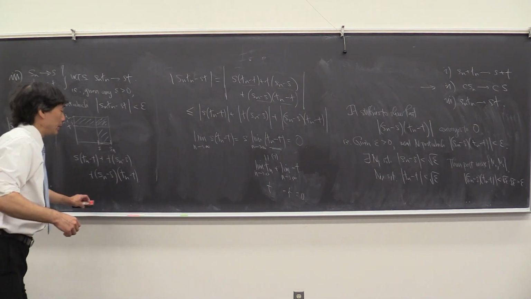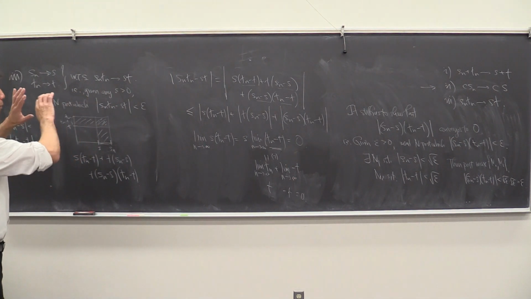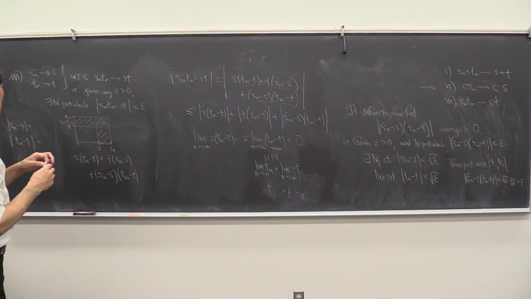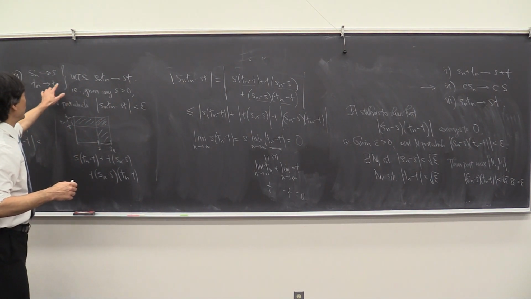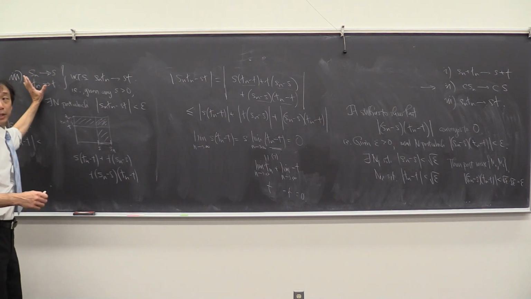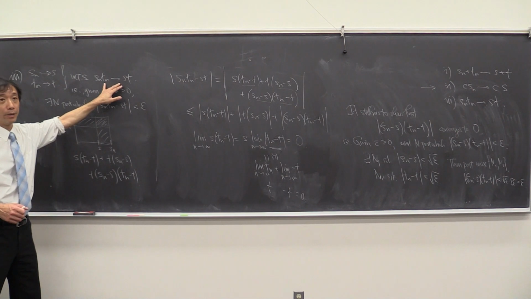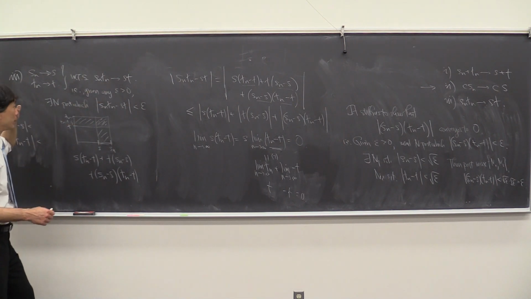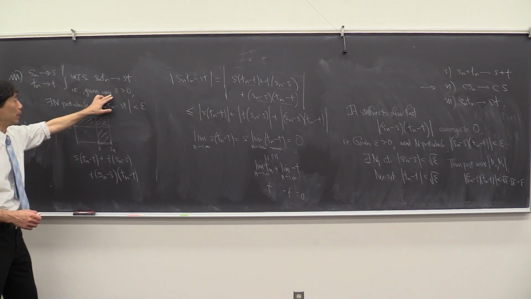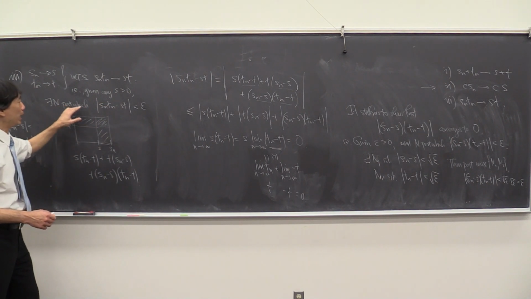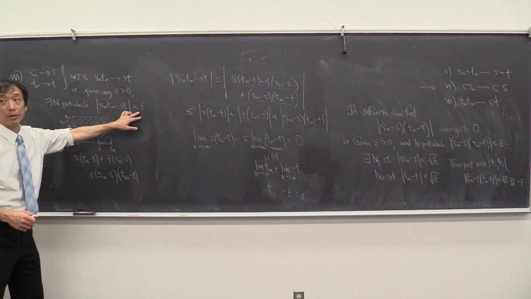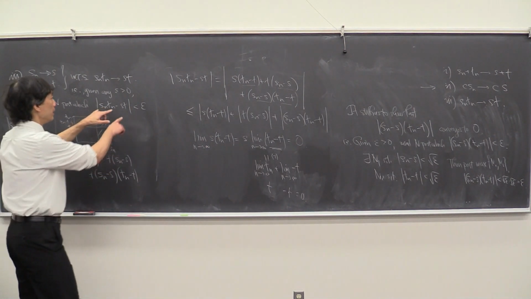Okay, let me sort of review what we just did. So we're trying to show that if these guys converge, then this guy converges to that. So what do we have to show? We have to show that given any epsilon, we can find a time past which this thing is smaller than epsilon.